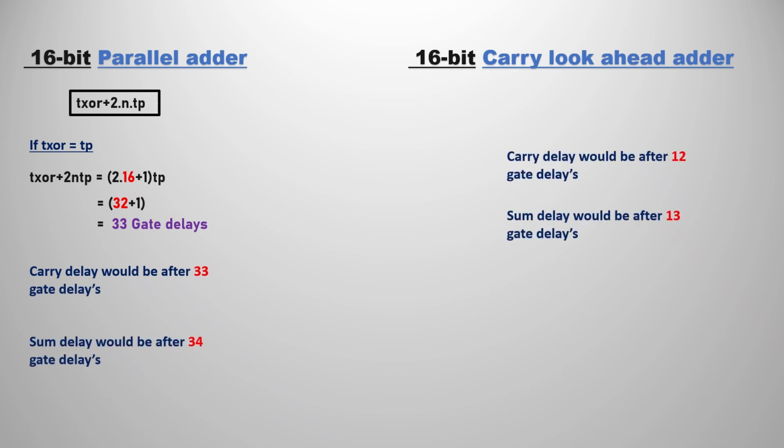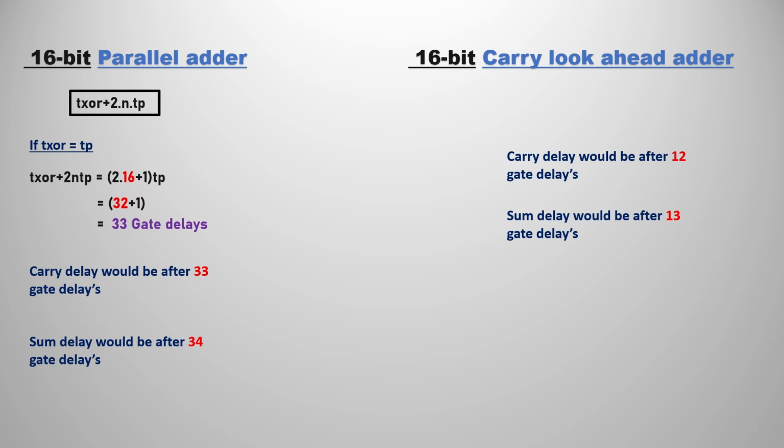The next thing we are going to see is the 16-bit parallel adder versus the 16-bit carry look ahead adder, that is CLA. If you observe the formula for 16 bits, that is T XOR plus 2n TP, n is equal to 16. Put that in, and you obtain 33 logic gate delays. For the carry it will take 33 logic gate delays, and for the sum 34 logic gate delays. I hope you can understand this. That is the 16-bit parallel adder.